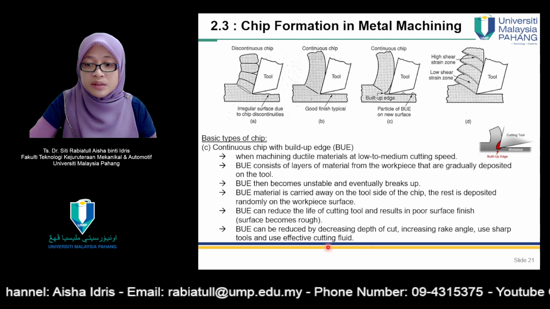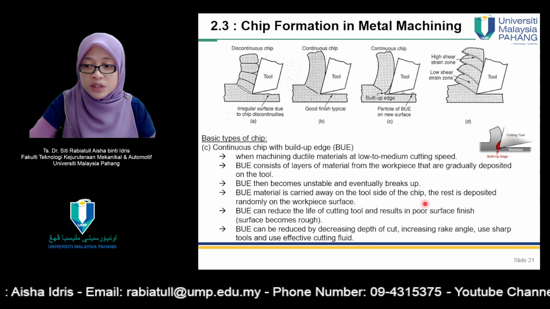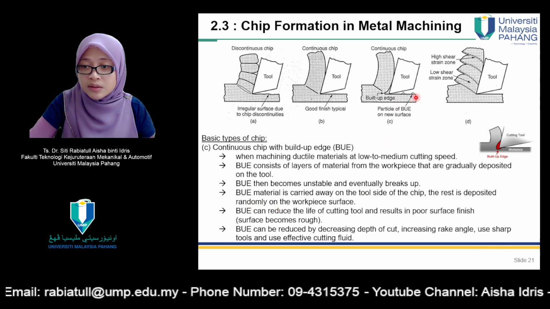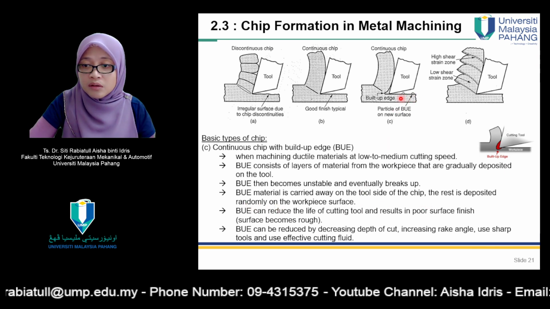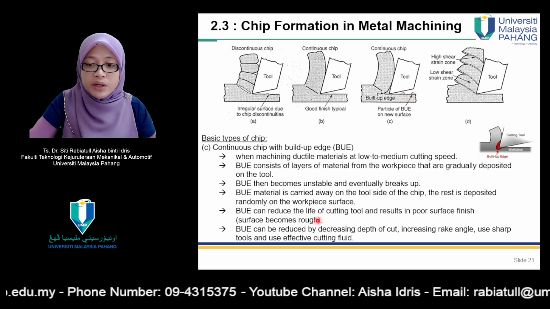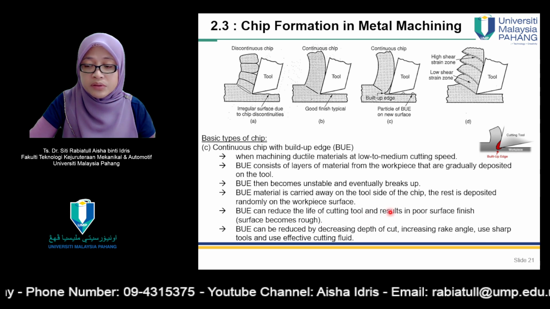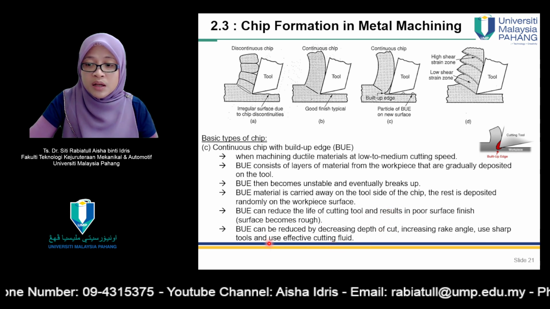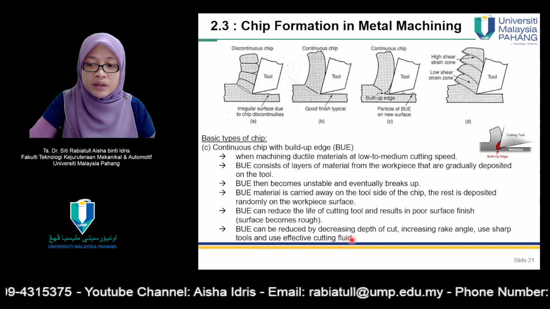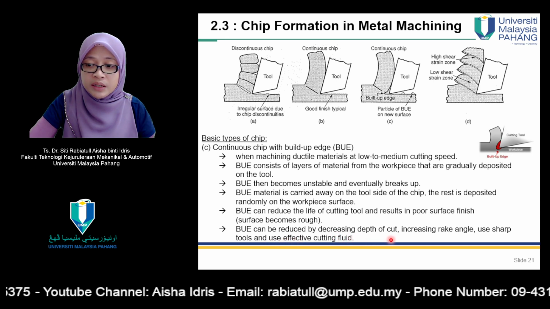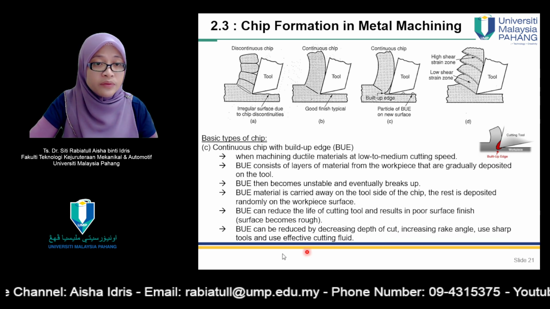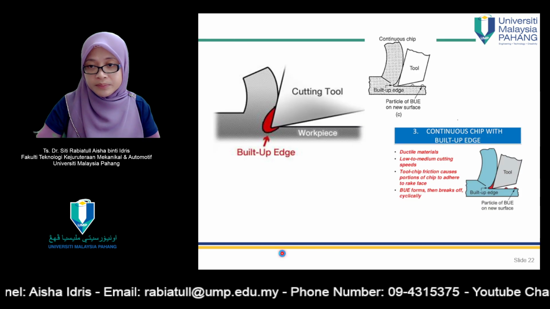BUE material is carried away on the tool side of the chip. The rest is deposited randomly on the workpiece area. So these are the particles of BUE on the surface. BUE can reduce the life of the cutting tool and results in poor surface finish. And BUE can be reduced by decreasing depth of cut, increasing rake angle, using sharp tools, and using effective cutting fluid.